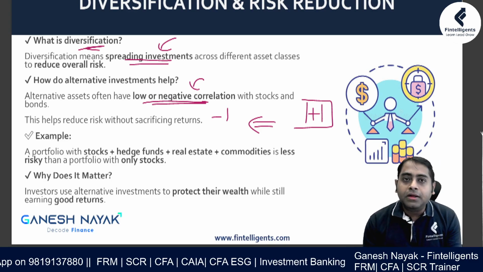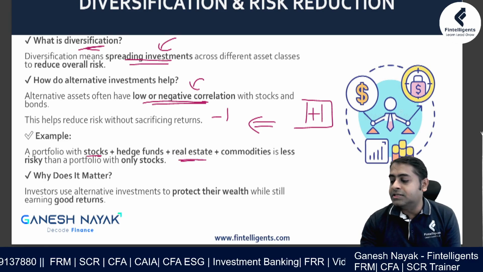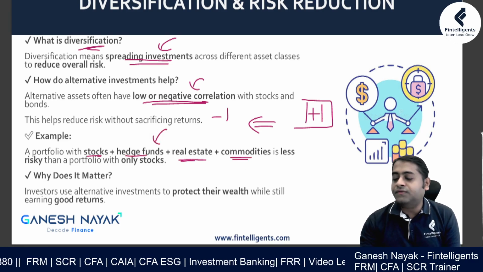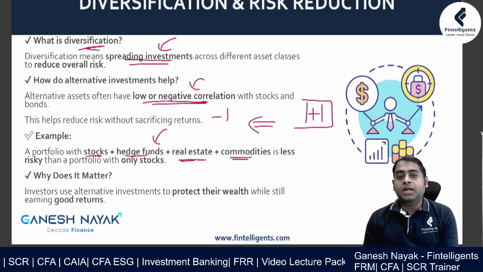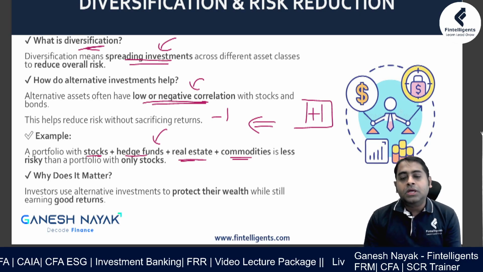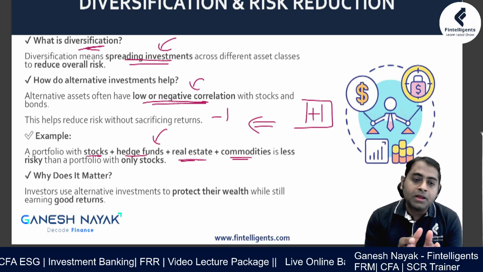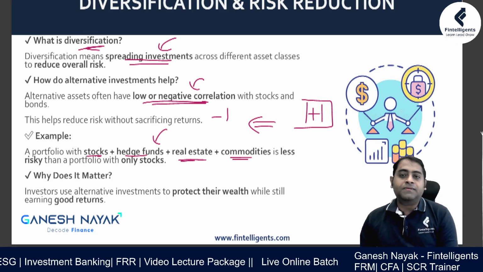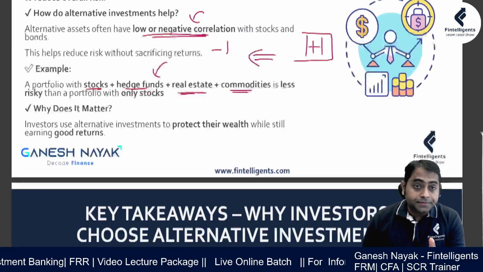How do we do that? I have created my portfolio in which I've got stocks, real estate, commodity, and hedge fund, which brings in the concept of diversification. So I'm able to protect the value of the portfolio. Even if the stock market goes down, hedge fund, real estate, and commodity will still keep the portfolio value at a particular level. That is diversification, which ultimately leads to reduction of the risk.